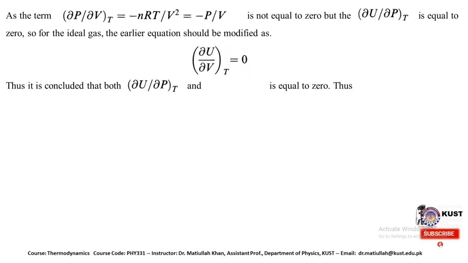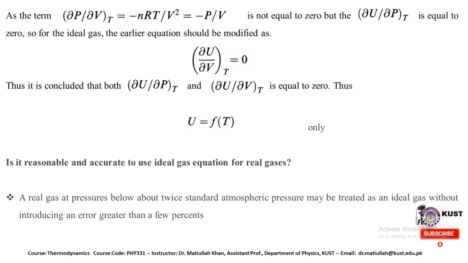So we have found that the change in U with respect to P at constant temperature, and similarly the change in U with respect to V at constant temperature, are both equal to 0. So we can consider that U is a function of T only. What we concluded from all this calculation is that the internal energy of an ideal gas depends only upon temperature, but for a real gas, the internal energy depends upon both temperature and pressure.